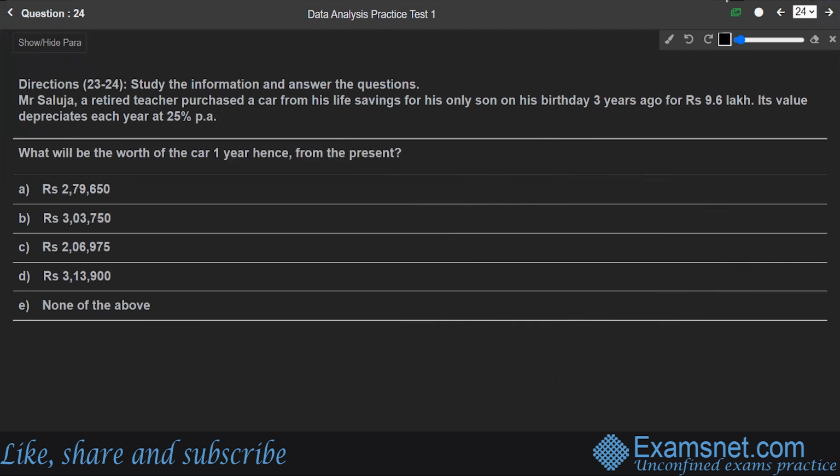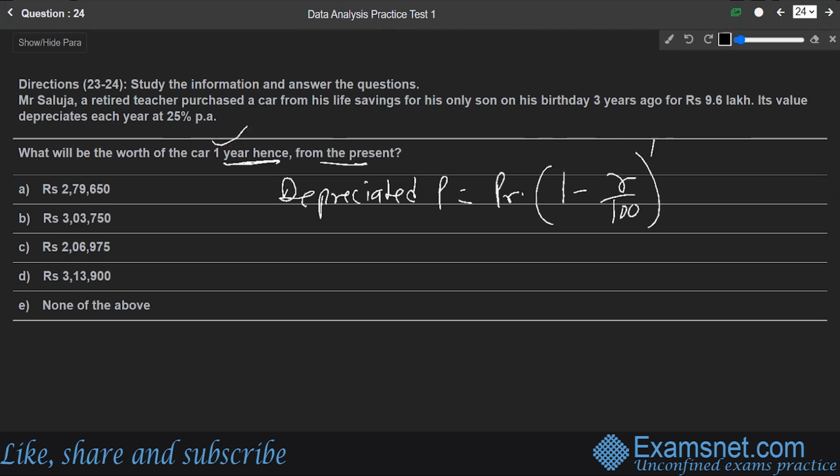Now he says, what will be the worth of the car 1 year hence from the present? So it is getting depreciated every year. So after 1 year, the depreciated price will be simply the present price into 1 minus r over 100, to the power n, where n value will be simply 1. So let us put the values. The present worth calculated in the last question which we did was 4,05,000. So that is the present worth.